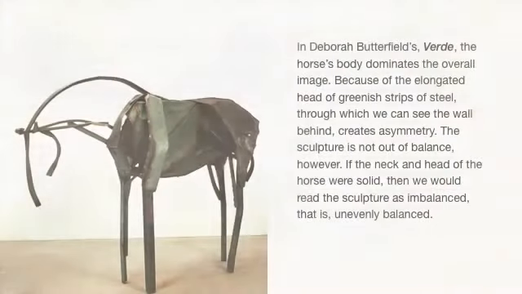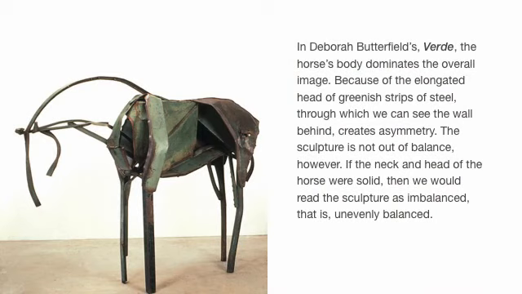In Deborah Butterfield's Verdi, the horse's body dominates the overall image. Because of the elongated head of the greenish strips of steel, through which we can see the wall behind, it creates asymmetry. The structure is not out of balance, however. If the neck and head of the horse were solid, then we would read the sculpture as imbalanced, that is, unevenly balanced.